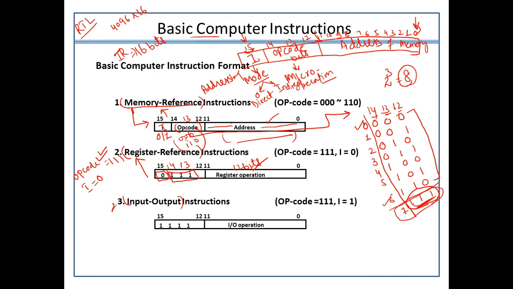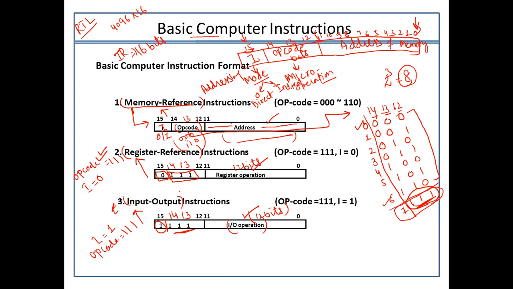The same is the case for input output reference instructions. Any combination of 12 bits, along with bits 12, 13 and 14 being 111 always, and this I bit, the mode bit, should always be equal to 1, and the opcode should always be 111. Any combination of 12 bits will determine that this instruction falls under the category of input output instructions. So this is how my system can determine which category any particular instruction belongs to.